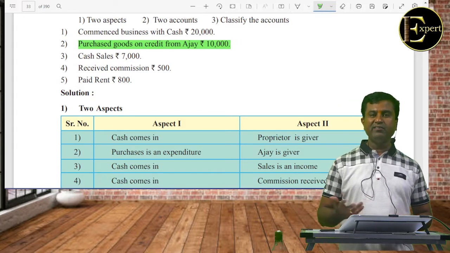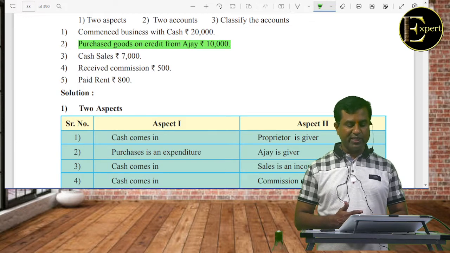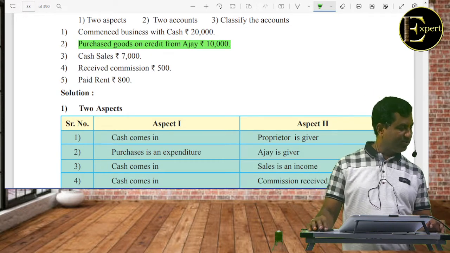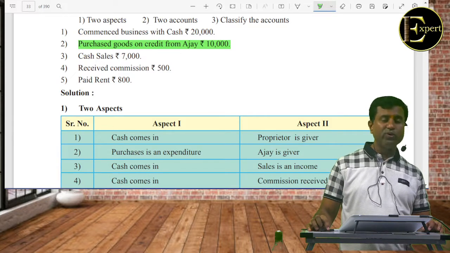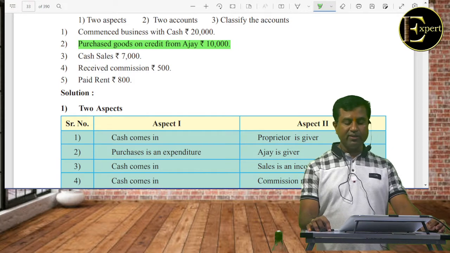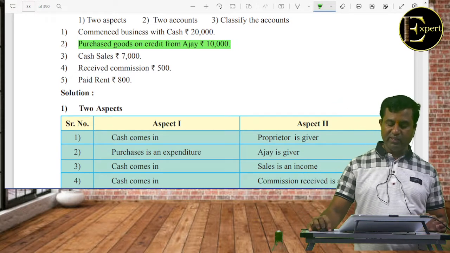Ajay is the giver as usual, again a personal account: debit the receiver, credit the giver. तो credit का rule apply करेगा, तो purchase को debit करेंगे और Ajay को credit करेंगे, and that is what for this transaction number 2, that is purchase goods on credit from Ajay rupees 10,000. Third one is cash sells rupees 7,000.